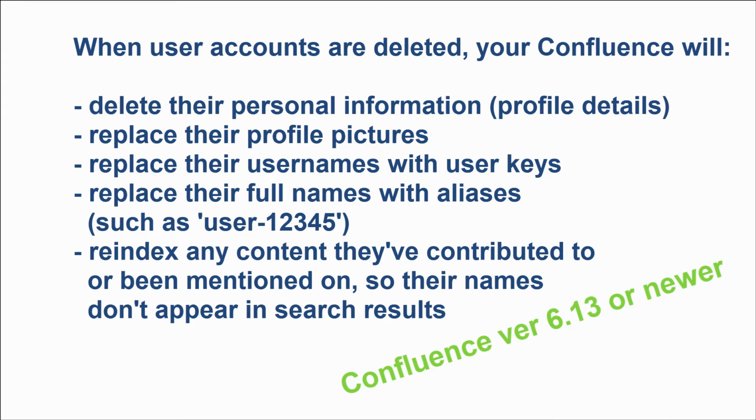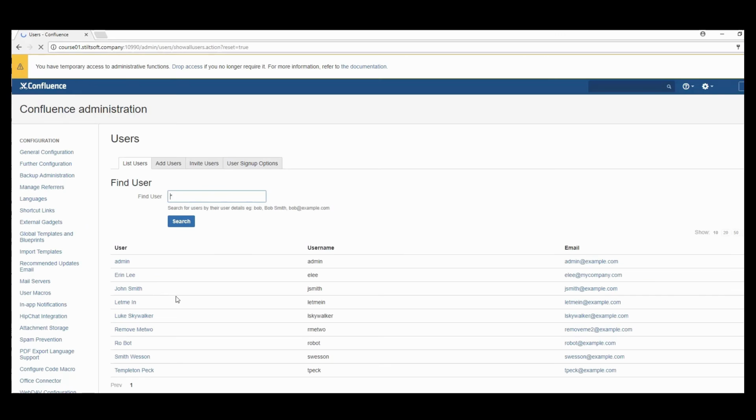So, when user accounts are deleted, your Confluence will delete their personal information, profile details, replace their profile pictures, replace their usernames with user keys, replace their full names with aliases, reindex any content they have contributed to or been mentioned on, so their names don't appear in search results.